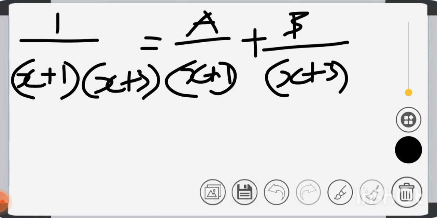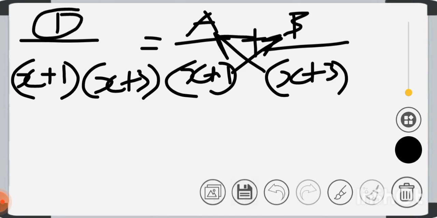So the next thing now, you just check. If you have only 2 factors here, look at what I'm going to do. You just cross multiply what you have here and equate it to this. You're already good to go. You just forget about this denominator. Once you cross multiply, the denominator will disappear.